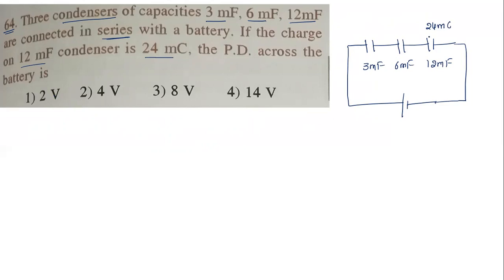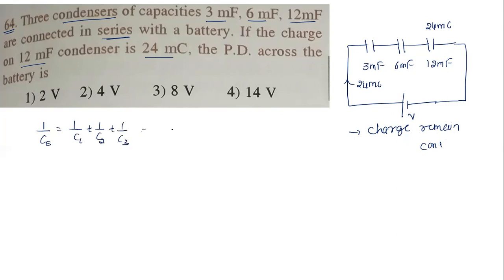See here, this is a series combination. What is constant? Charge remains constant. So the total charge flowing here is 24 millicoulomb. This potential is V, and we need to find the effective capacitance when 3 are connected in series combination. 1 by C is equal to 1 by C1 plus 1 by C2 plus 1 by C3. So now it is 1 by 3 plus 1 by 6 plus 1 by 12.